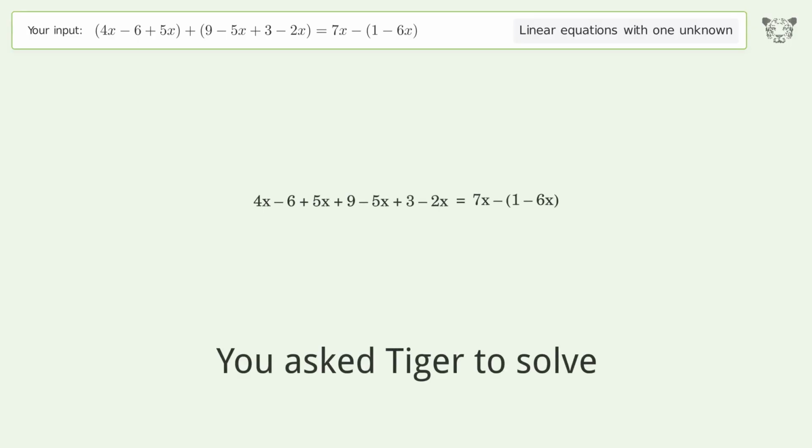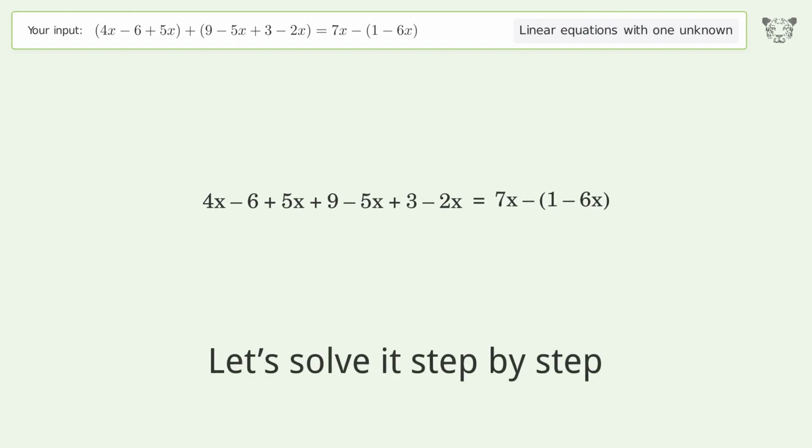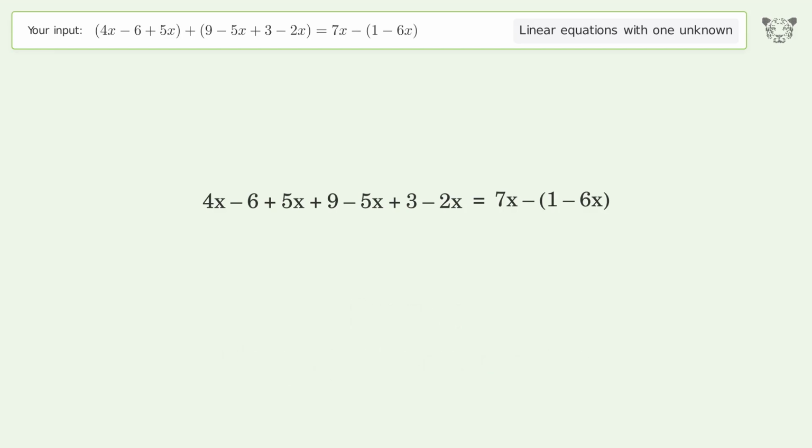You ask Tiger to solve. This deals with linear equations with one unknown. The final result is x equals 7/11. Let's solve it step by step. Simplify the expression. Group like terms.